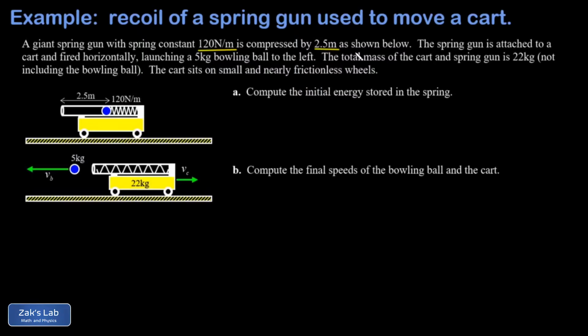We then use the spring gun to shoot a bowling ball off to the left. It's a 5-kilogram bowling ball. And we're using the recoil of the gun to accelerate the car. So this is really just a momentum explosion problem. We have the total amount of energy in the system.